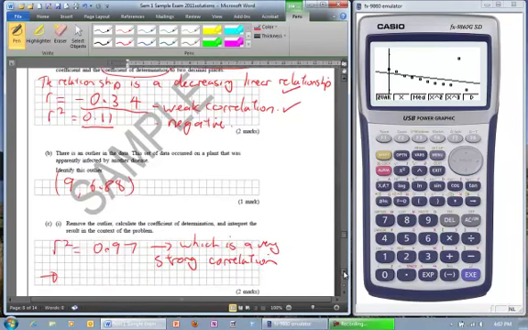Is there an outlier in the data? Yes, it's 9 and 6.88, and you can see it's up here. If you wanted to check that, you could go Shift, Trace, and keep moving around until you find it: y equals 6.88 and x equals 9. So it's that piece of data there.